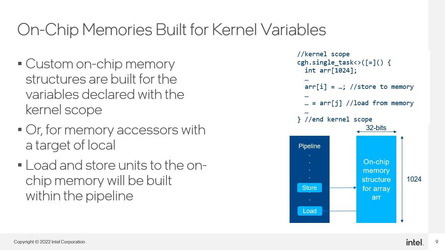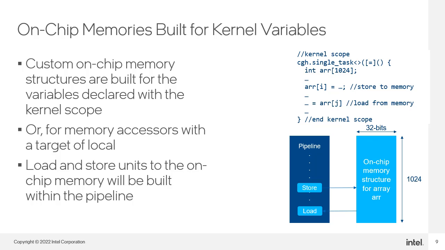Custom on-chip memory structures are built for the variables declared within the kernel scope or for memory accessors with a target of local. If an accessor is present in the command scope, the DDR on the board is used for that memory. Load and store units are built within the pipeline to interact with the on-chip memory or the DDR, depending on what your design memory needs are.